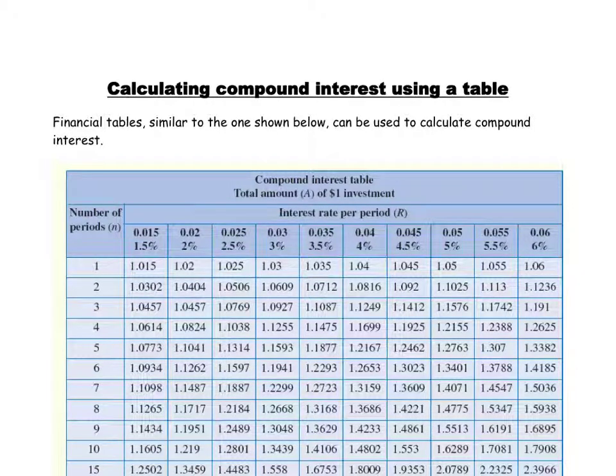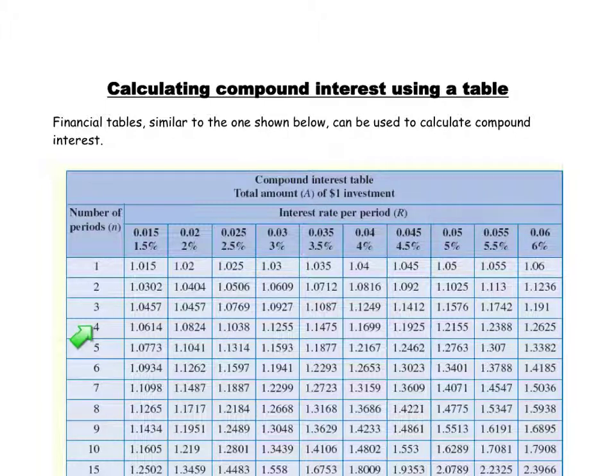Okay, Year 9, we're going to look at calculating compound interest using a table. Now this table shows us, just see where the green arrow is pointing, the future value of a $1 investment. So that means if I invest $1, how much will it grow to? So let's have a look.